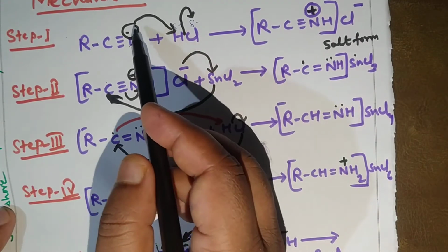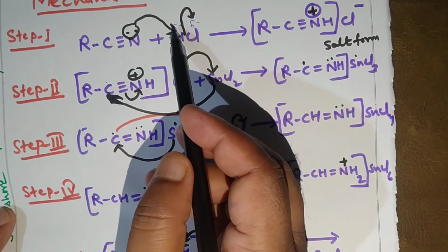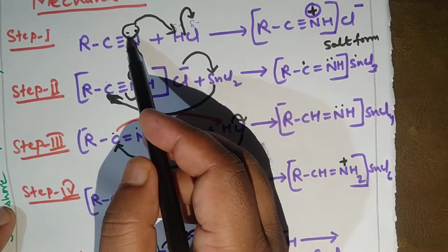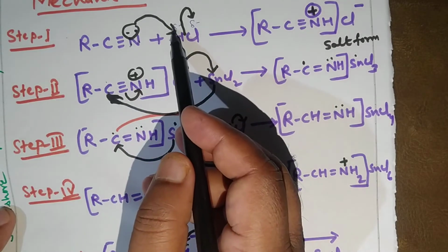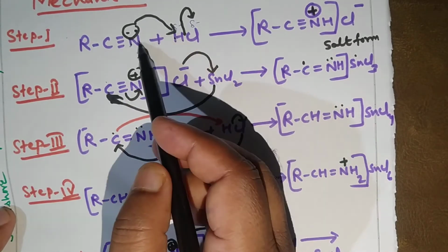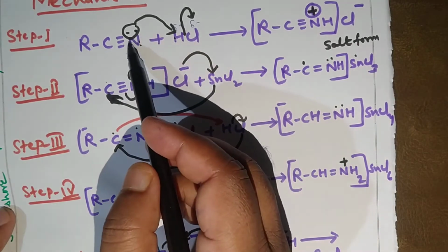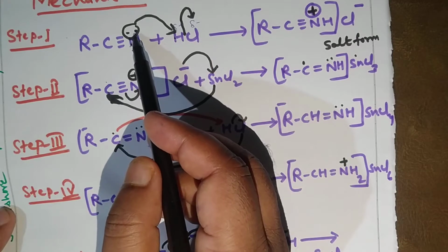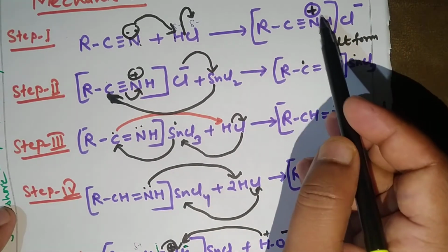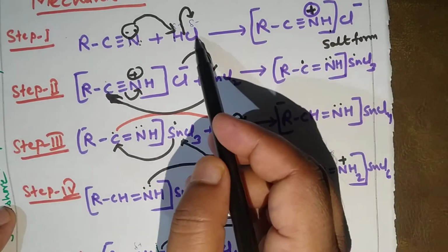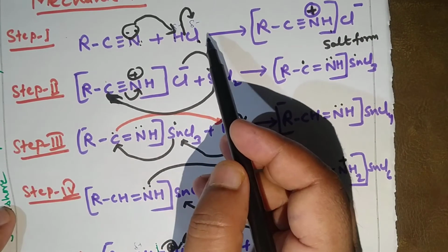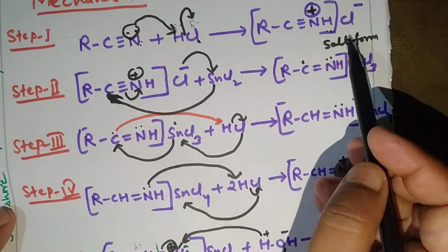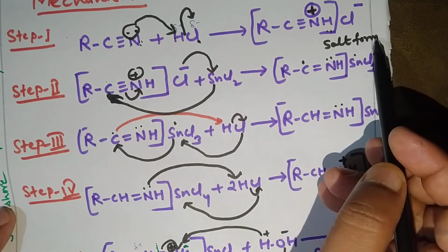So this is a positive charge, and nitrogen has a lone pair of electrons. One of the lone pair electrons will be donated to H plus to form a bond between nitrogen and hydrogen. Here nitrogen has given electrons to hydrogen, and as a result nitrogen becomes positively charged. You can see that nitrogen is positively charged and hydrogen is added here. Now this Cl minus will attach to this molecule to form a salt. So in the first step, this salt formation occurs.